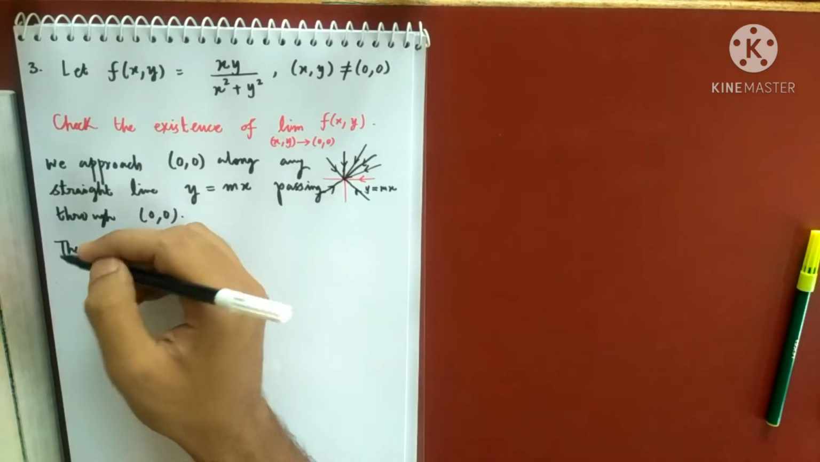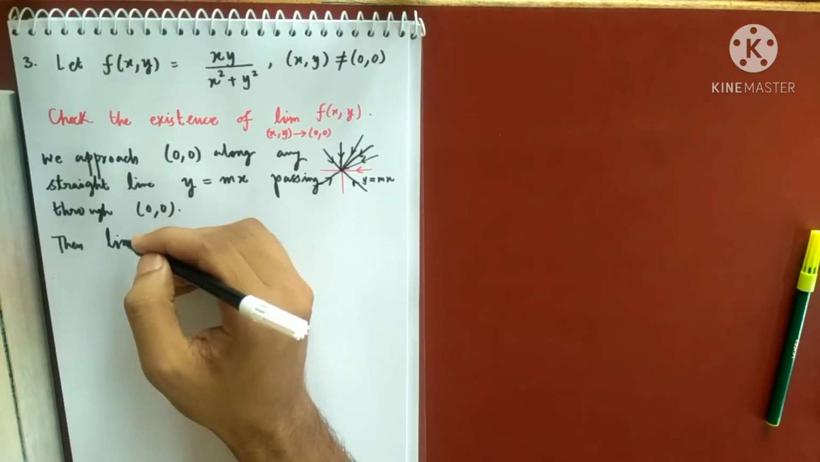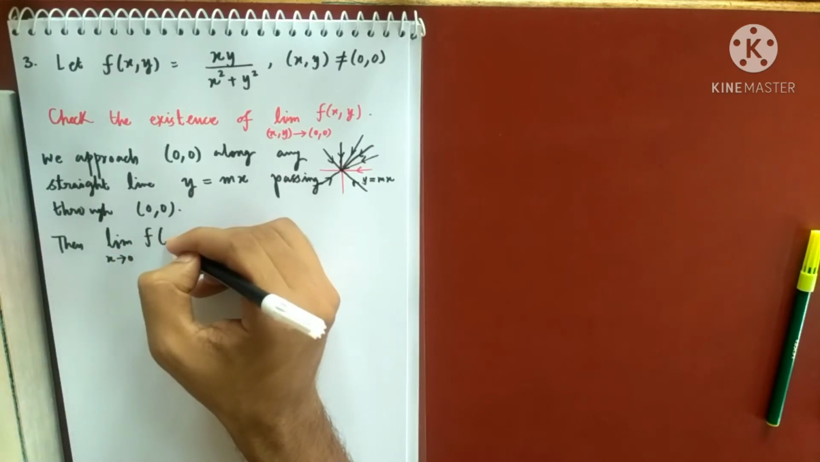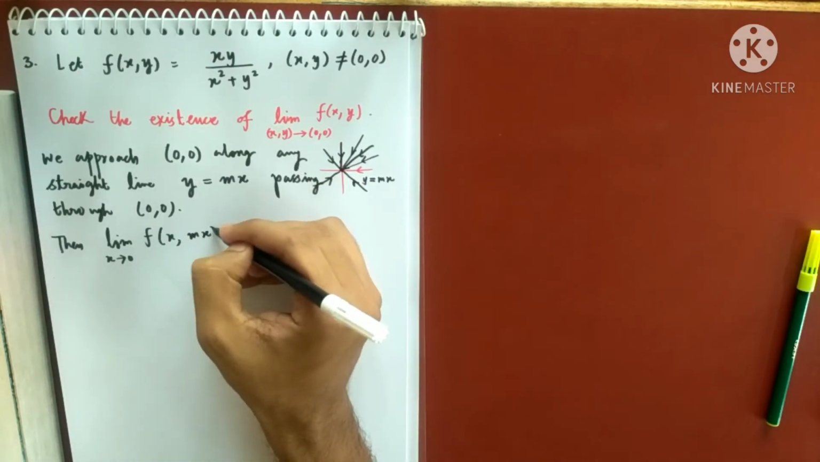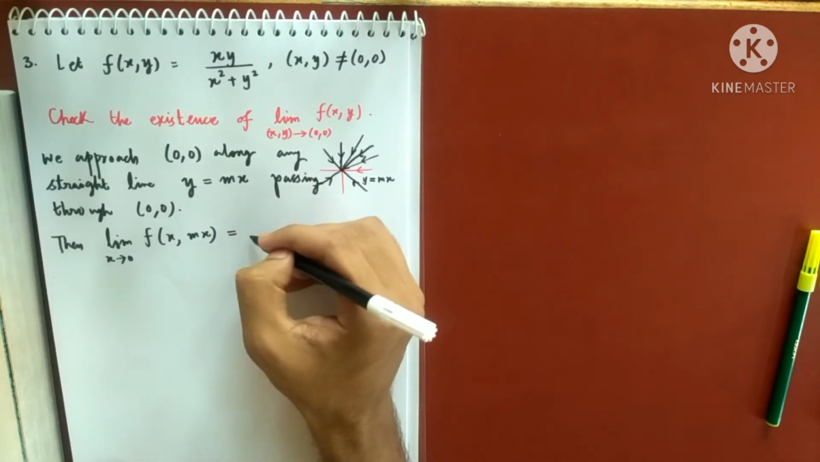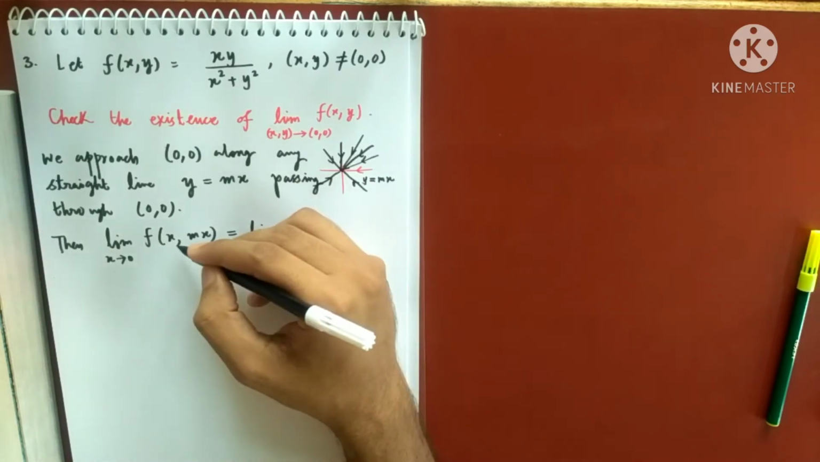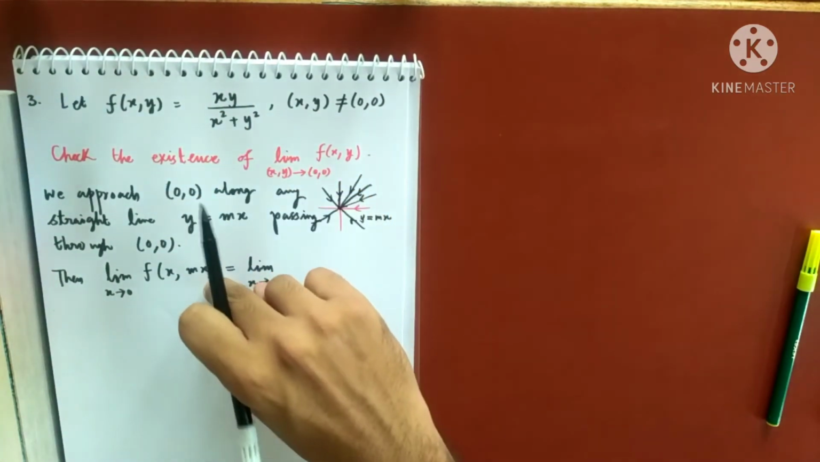So then the limit as x tends to 0 of f of x comma y. What is y? y can be replaced by mx. So I am finding this limit. What is this limit? Limit x tends to 0. Instead of x you put x, and instead of y you put mx.